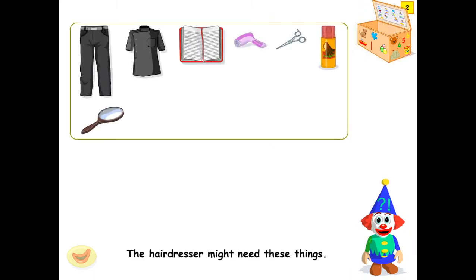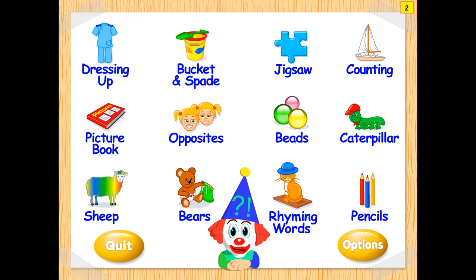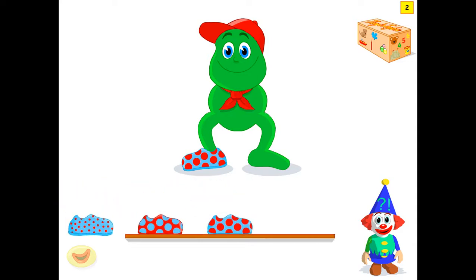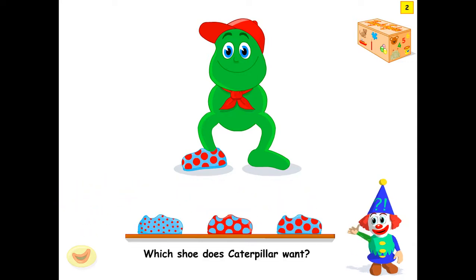Now we'll move to the other software again, this one, and we are going to choose caterpillar. Let's play caterpillar because I want to complete all. Now here the colors will be showing. You will match which color shoes the caterpillar wants. Yes, this one, these shoes will be worn by the caterpillar.